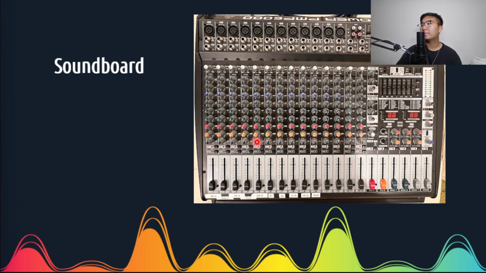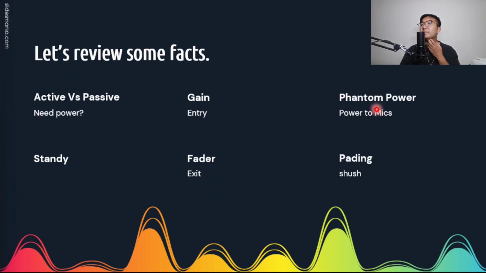All right, this is our soundboard. This is the mixer that we use. Either soundboard or mixer. Understanding it is not too difficult, but I'm not going to go over it right here. If you want to know more about this, you can ask me about it, and I can explain it. But just know this is our soundboard. This is our mixer. All right, here I'm going to explain some really important things I think need to be talked about for audio stuff: active and passive, gain, phantom power, standby, faders, and padding.